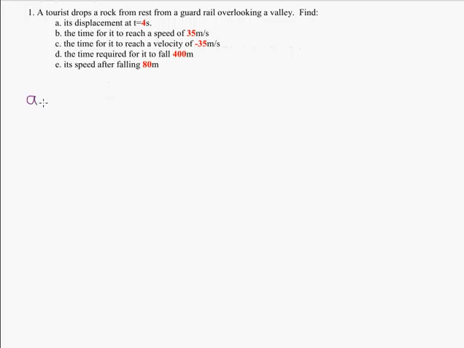Now A says we're going to find its displacement, and that's going to be our dy, our unknown. Start off with our dy. I always like to put dy equals a question mark, and it's always good to note what our unknown is. Its displacement for time equals 4 seconds.